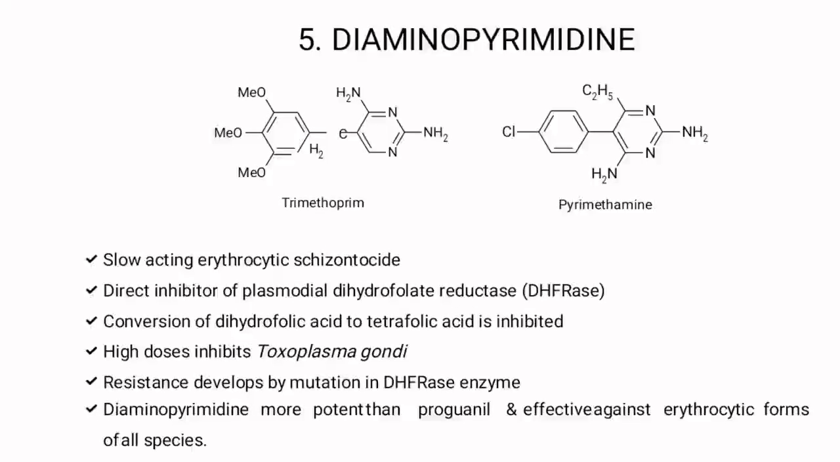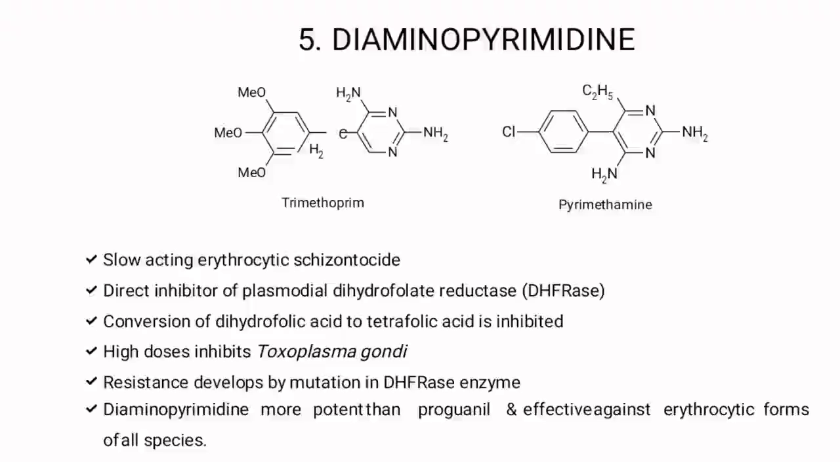And it is slow acting on the erythrocytic stage. They have limited or slow activity on the schizonts. It is a direct inhibitor of Plasmodium dihydrofolate reductase, also called DHFR. Then the conversion of dihydrofolic acid to tetrahydrofolic acid is inhibited.